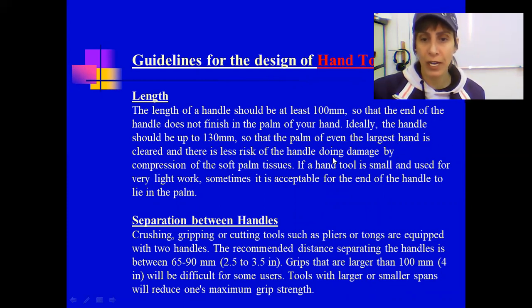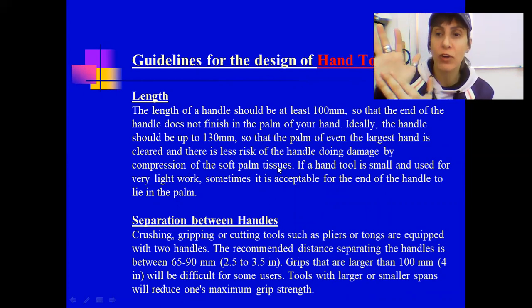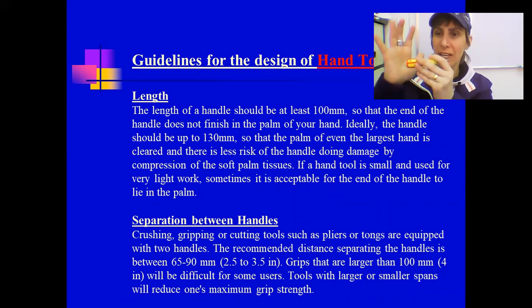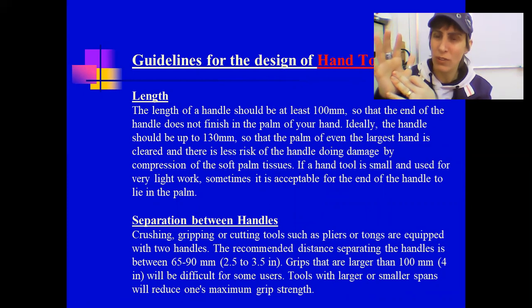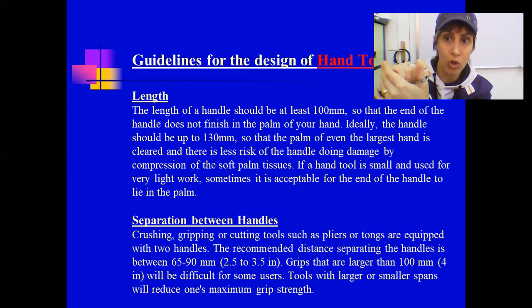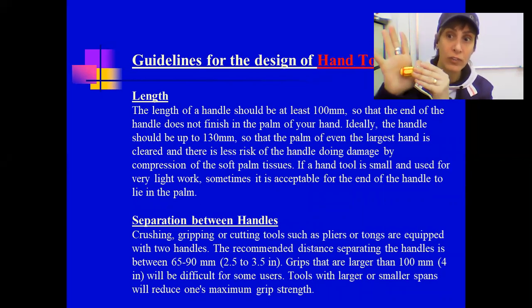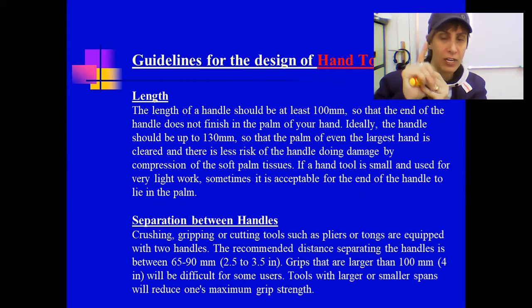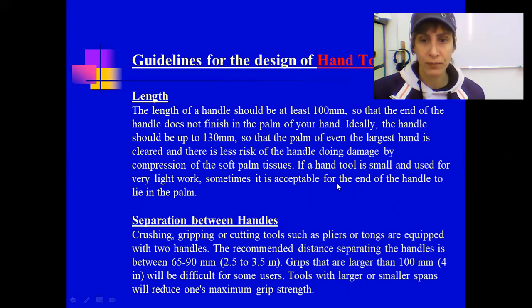So there is less risk of the handle doing damage by compression of the soft palm tissues, because here the area of your hand is very soft. Now, if you have a hand tool that keeps pushing here, it will create a very uncomfortable feeling. So to avoid this, they make the handles longer, so as not to press on the soft tissue here. Here, on the other hand, you have a bone. You have a more supporting structure than here. So this must be taken into consideration.